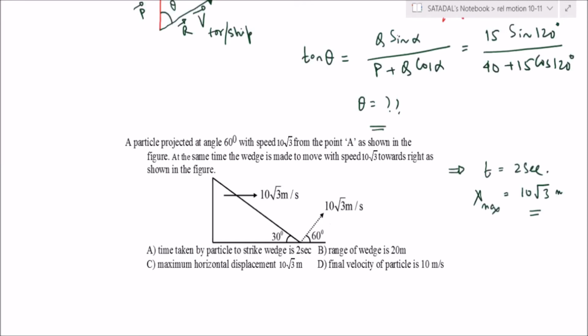Yes, Rahul? Sir, range is 40 meters. Yeah, maybe 20 meters. 20 meters. Yeah, yeah.